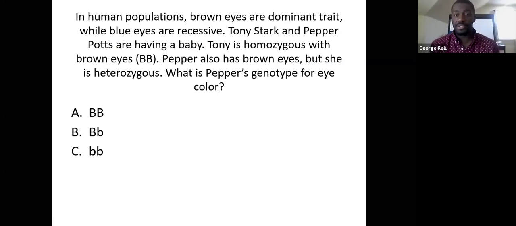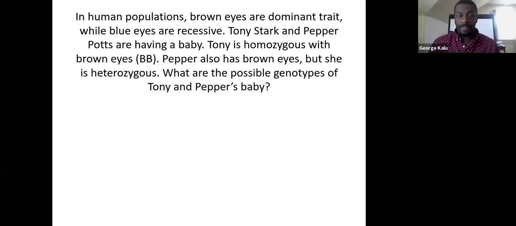So what is Pepper's genotype for eye color? Is she big B, big B, big B, little b, or little b, little b? What do we think? If she's heterozygous, right, so everyone's getting this one. This would be big B, little b. She's heterozygous, so she's going to have one copy of the dominant allele and one copy of the recessive allele. Perfect.